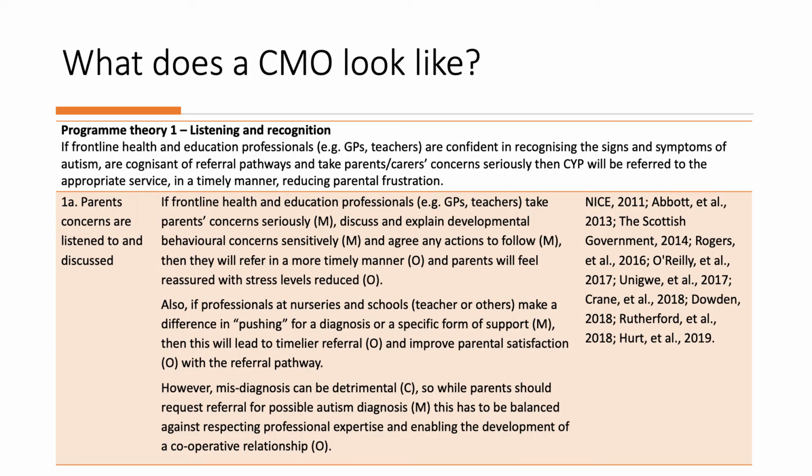As an example of what a program theory might look like, here's the first one. This is the first one of 7, and each one had several parts. So if frontline health and educational professionals are confident in recognizing the signs and symptoms of autism, are cognizant of referral pathways, and take parents' concerns seriously, then children and young people will be referred to the appropriate service in a timely manner, reducing parental frustration.